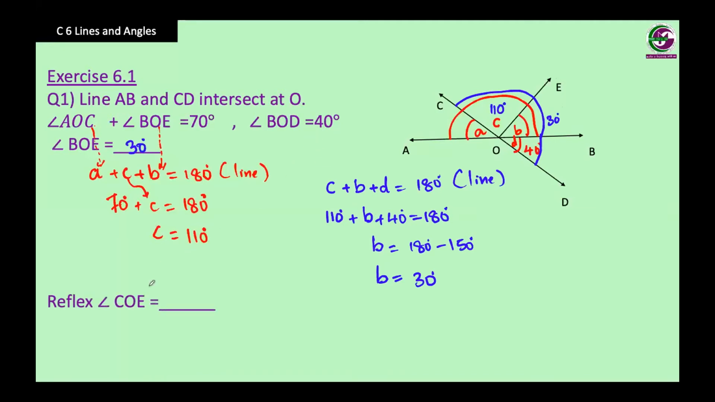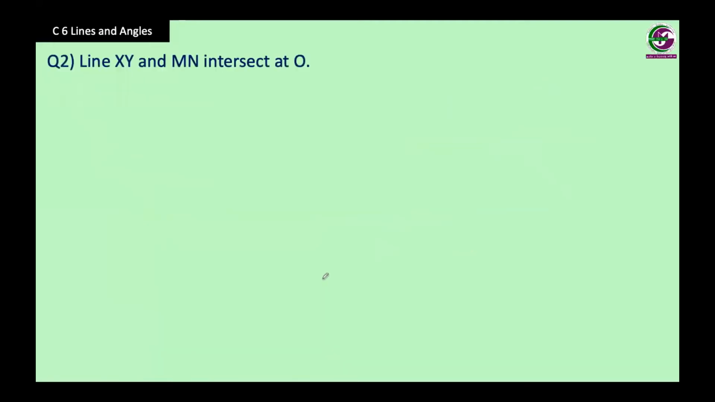The second part of the same question is, what is reflex of COE? COE is angle C. So we have to find what is reflex of angle C. Whenever you have to find the reflex, we have to take away from 360. Reflex of C is 360 minus the value of C, which is 110, which is equal to 250 degree. Okay, let's move on to question 2.